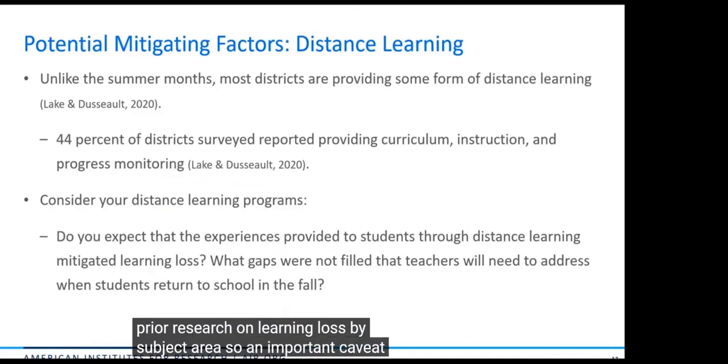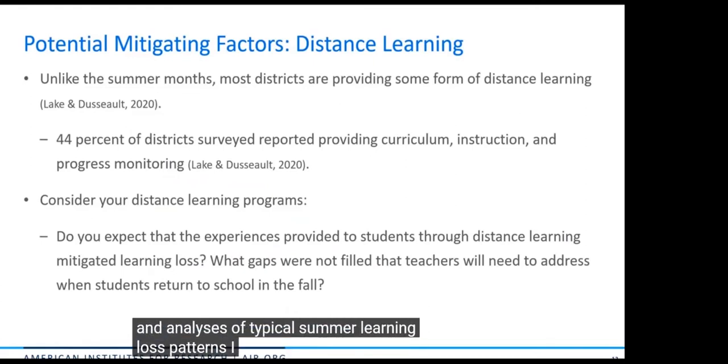So an important caveat to these projections is that they're based on prior literature on school absences and analyses of typical summer learning loss patterns. I want to discuss a few potential mitigating or exacerbating factors that could affect these projections. I'll begin with mitigating factors.